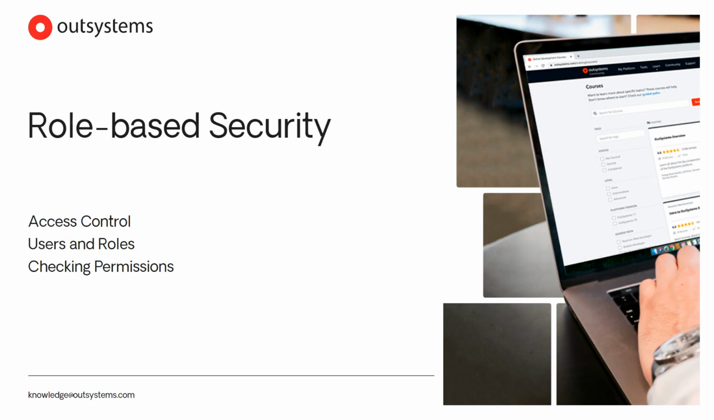In this session, we will introduce role-based security and access control in OutSystems. We will start by defining what access control is and why it's important. Then, we will talk about end users of our applications, as well as roles and how we can use them to grant permissions. We will finish by discussing how we can check for user permissions in our applications.